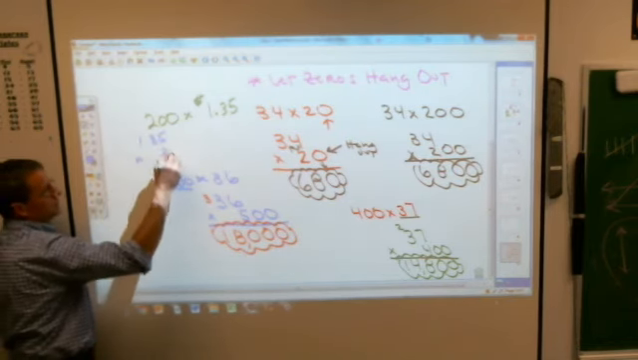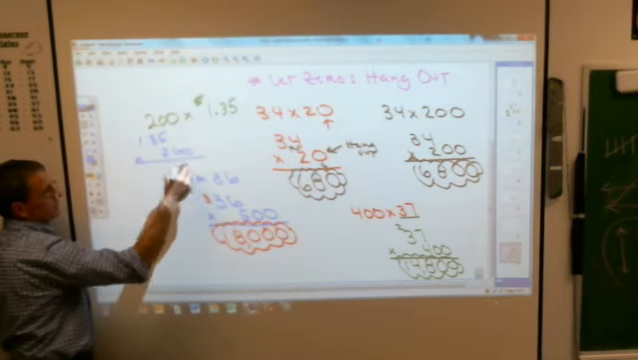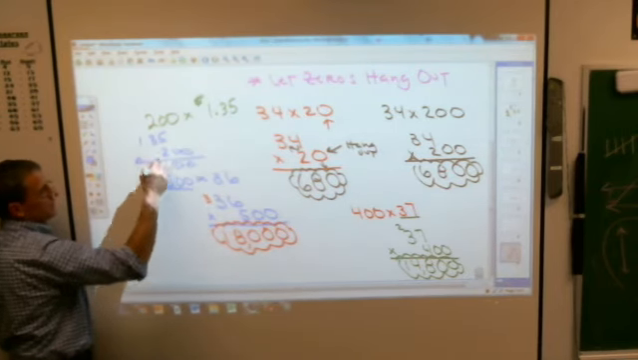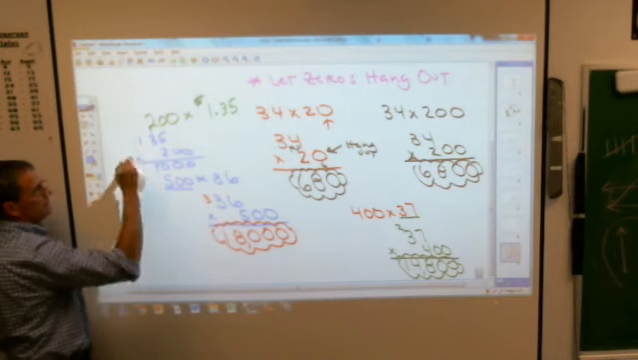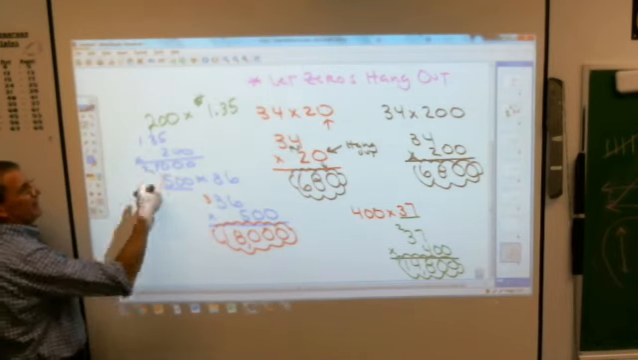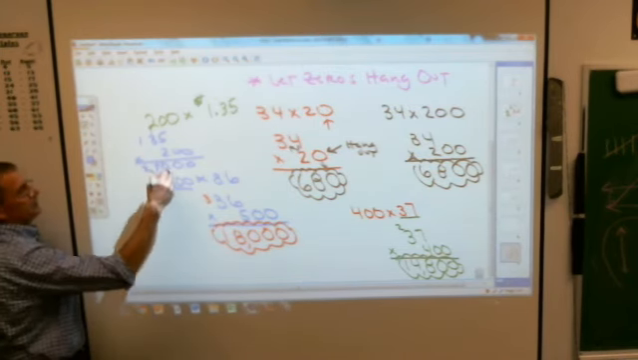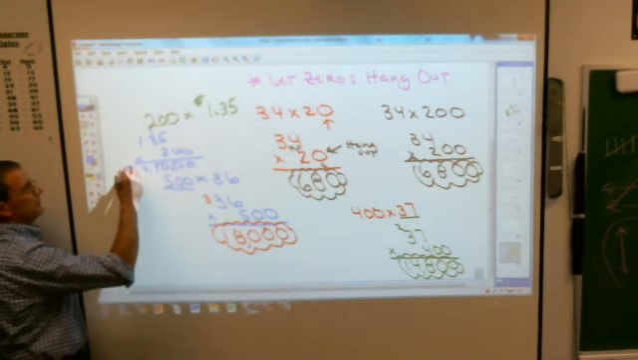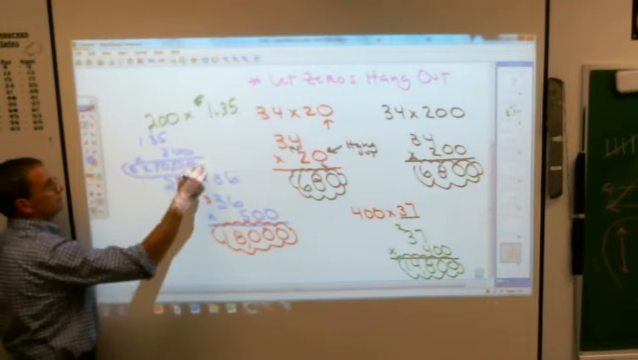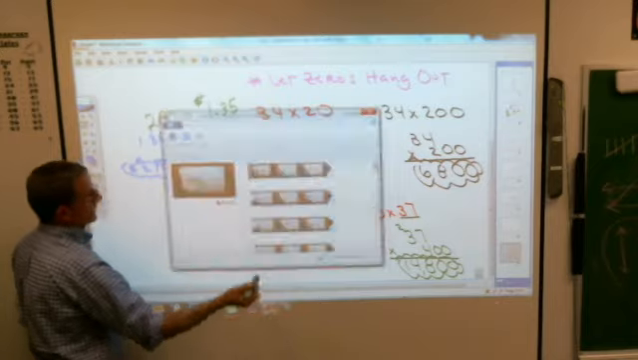$1.35 times 200. Let those zeros hang out. 0, 0. 2 times 5 is 10. 6 plus 1 is 7. 2 times 1 is 2. If you have that, you're close. You do need to write it in dollars and cents, so you put the decimal there. And it is $270.